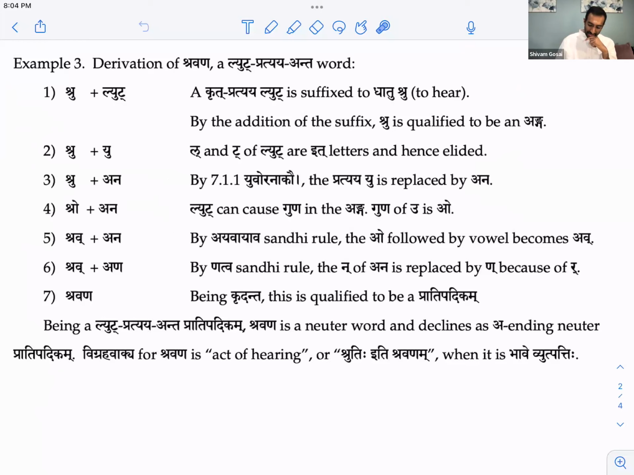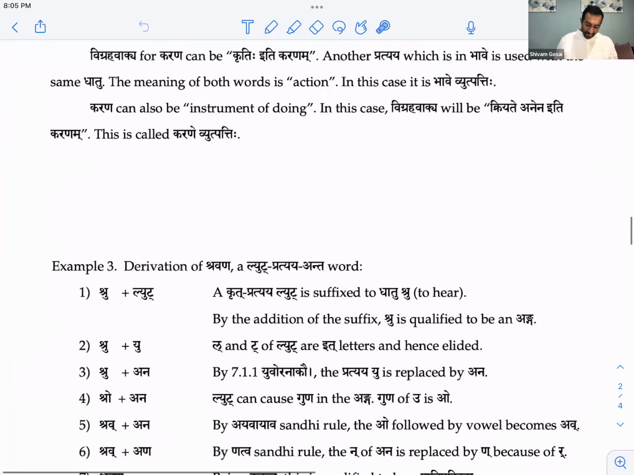So in the sense of bhave, it just means hearing, right? The act of hearing. Okay. So that's what that word means by itself. Shravana, hearing, listening, the act of listening. So that's the essence of this lyut.